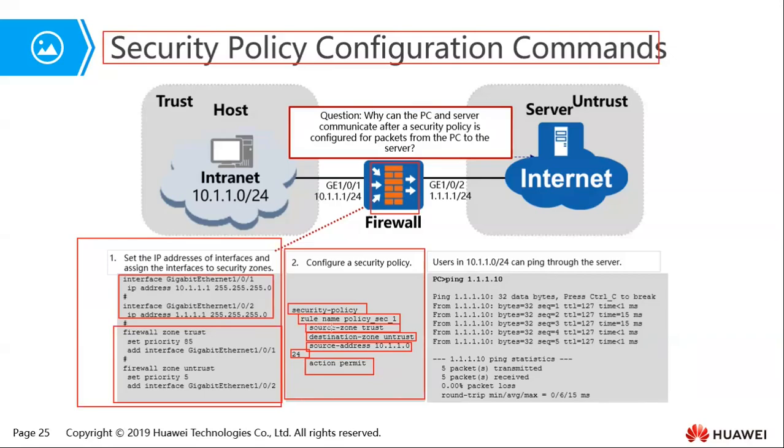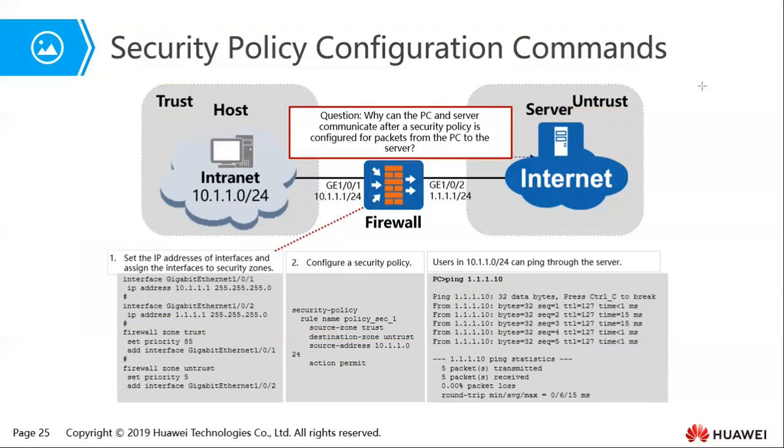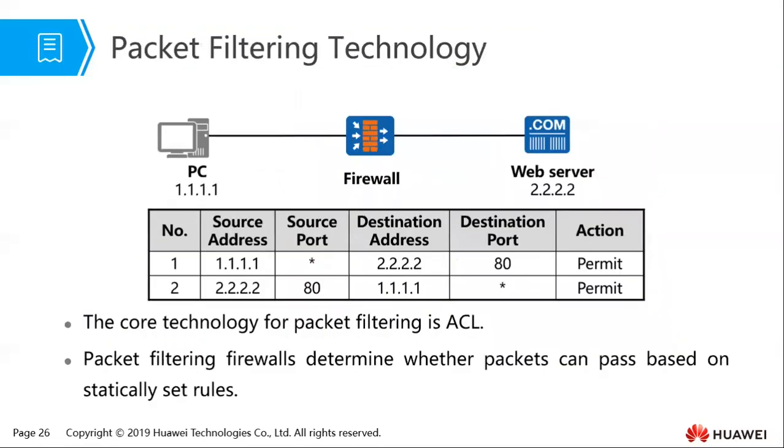So here we are simply saying source zone trust, destination zone untrust. So we are allowing traffic moving from the trust zone as the source to the untrust zone. Now, if we do the ping after configuring the policy, it should be successful. You're going to do this when you do the lab that we're going to do after this topic.